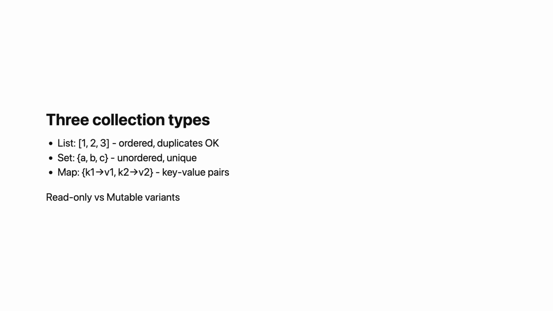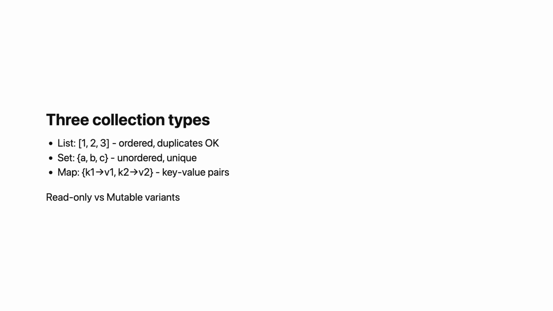Kotlin has three main collection types. List, an ordered collection with duplicates allowed. Access by index: first, second, third element. Set, an unordered collection with no duplicates. Membership matters. Is this element present? Map, key-value pairs. Look up values by key. Like a dictionary.